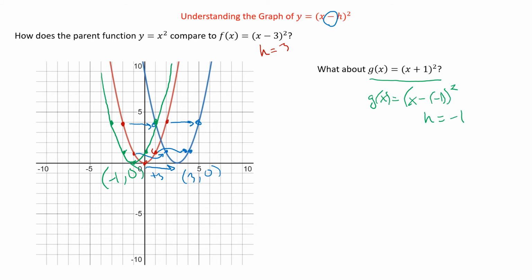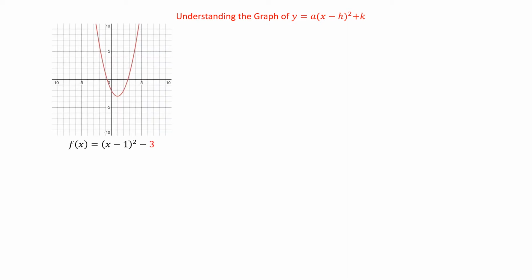So things to notice here. We had 3, 0, negative 1, 0. When we moved it up and down, instead of 0, 0, we had 0, negative 4, 0, 3. We're using those h values and those k values. So what do these graphs look like? So just understanding this graph.